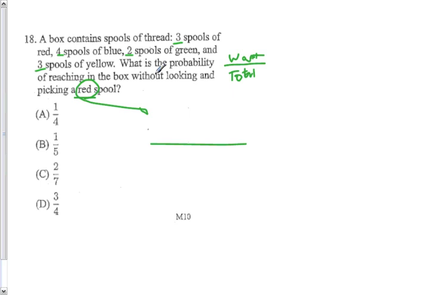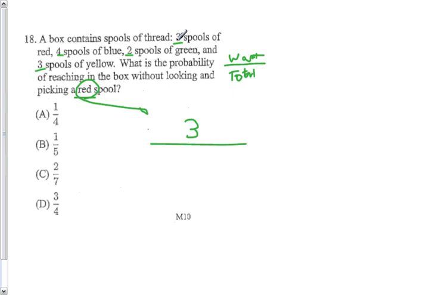Right, so let's look up here and find out which one of these when we were reading was red. So we have three spools of red. So what we want is 3, and now we just need to determine what is our total. And the total is just going to be you add all of your numbers up. It includes the 3 red ones also. Don't omit those 3 just because those are the ones we want.